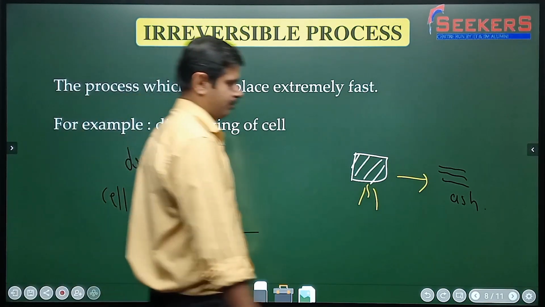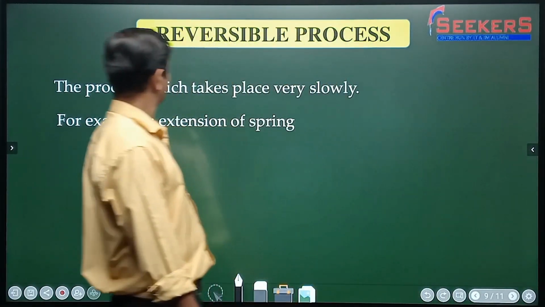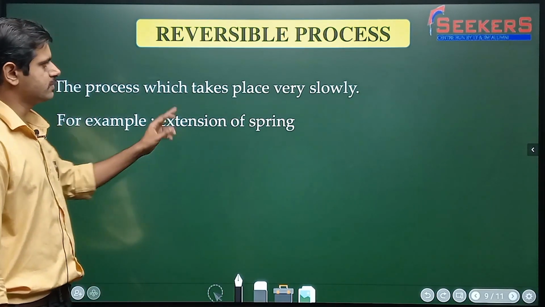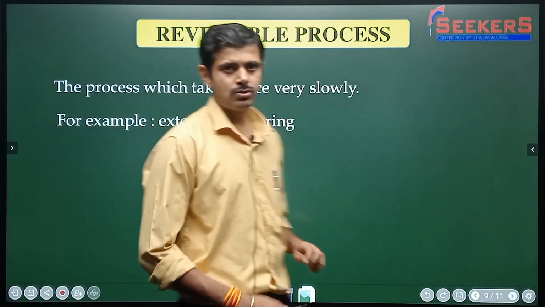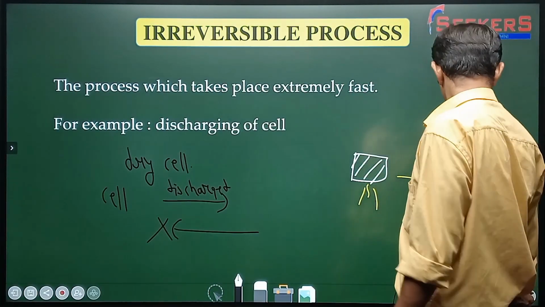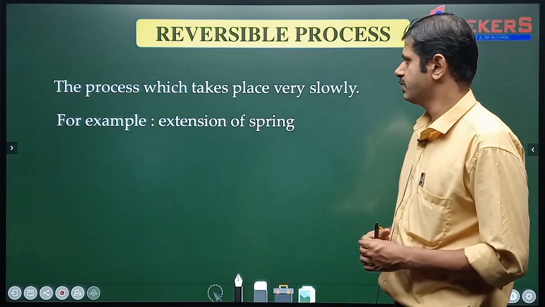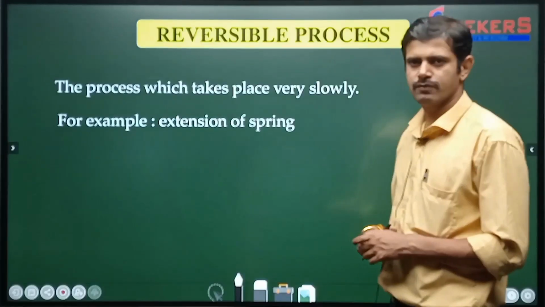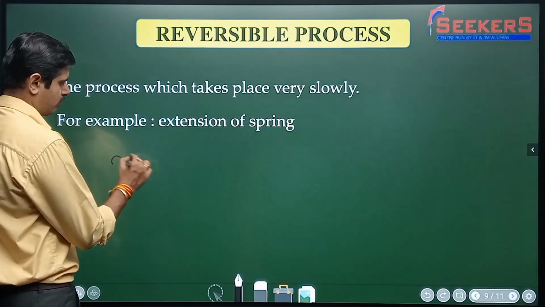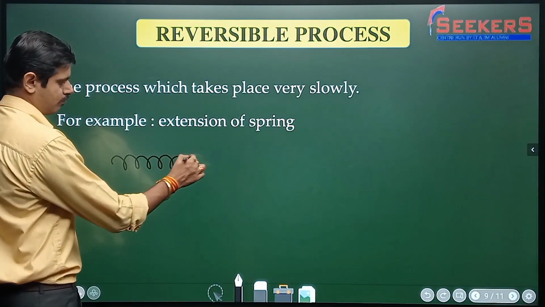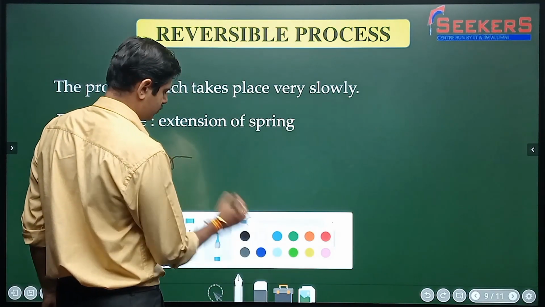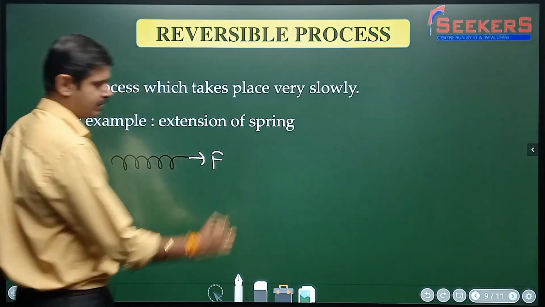Now see, next is the reversible process. What happens in a reversible process? A process which takes place very, very slowly. For example, extension of a spring. We have a spring over here. Now you start pulling this spring with a certain force.